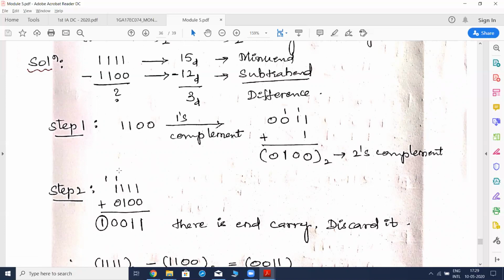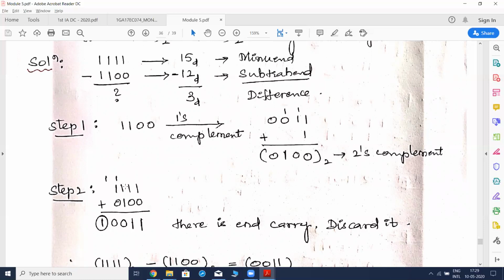So sum is 0, carry is 1. So again it is 1 plus 1, sum is 0, carry is 1. Here also we will get this carry. We need to write it. Now you count the number of bits in the result that we obtained here and compare it with the number of bits that we have in the subtrahend as well as the minuend.